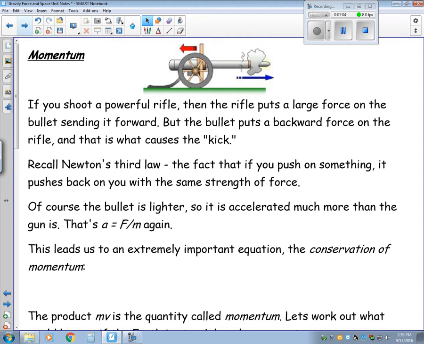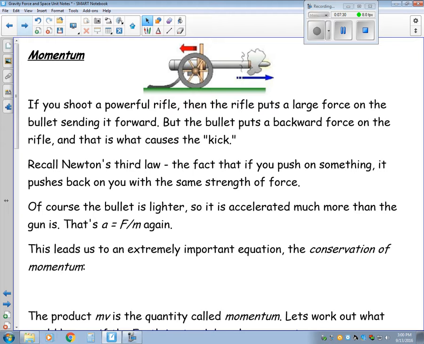All right, the next topic is momentum. This is kind of like an action-reaction thing. If you shoot a powerful rifle, you are applying a force on the rifle. The rifle then will apply a large force back on you. And that's what gives guns their kick. This goes in with Newton's third law. If you push on something, it pushes back on you with the same strength of force.